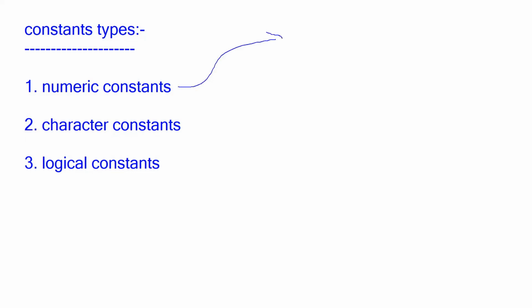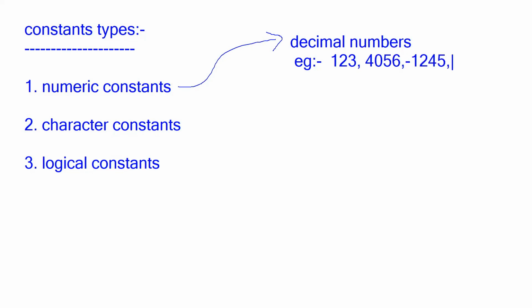So what are the numeric constants? Numeric constants are nothing but numbers. There are numbers called decimal numbers. Decimal numbers means the numbers without any decimal point. For example, 123, 4056, minus 1245, 5609. So these are the decimal numbers. They are the numeric constants.